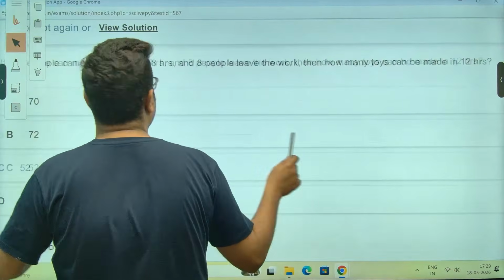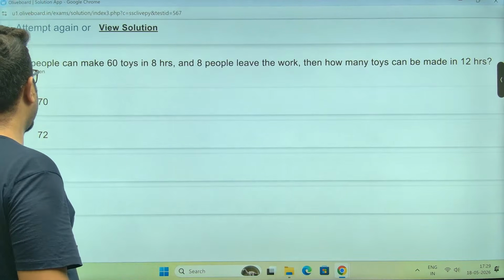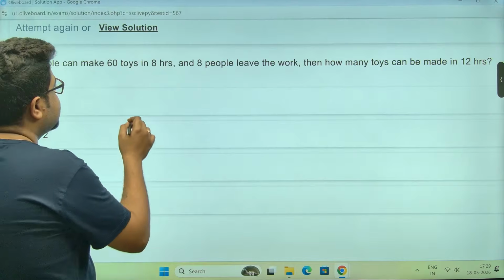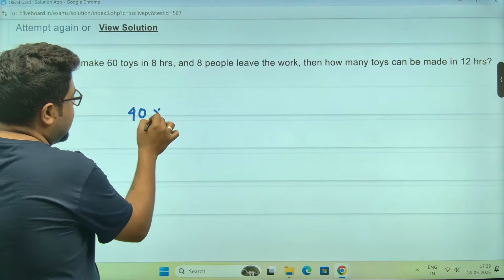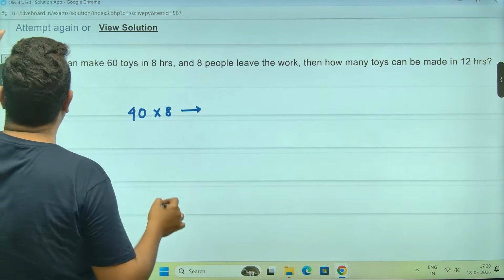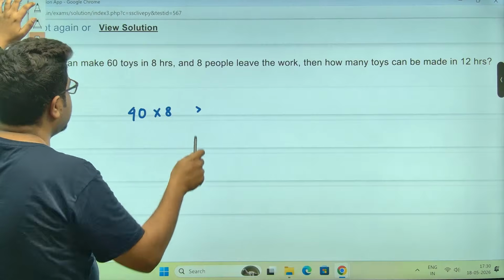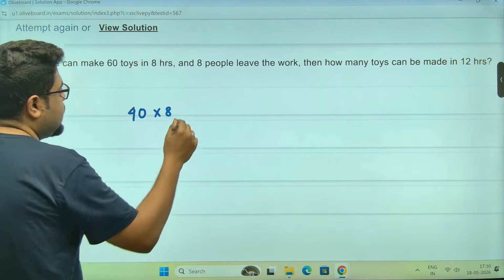Next one, please. 40 people can make 60 toys in 8 hours. 40 people, 8 hours, equivalent to, they are making something equivalent to 60 toys.